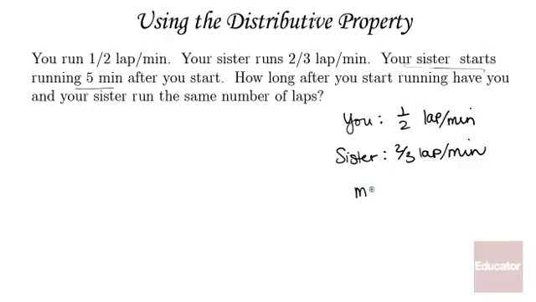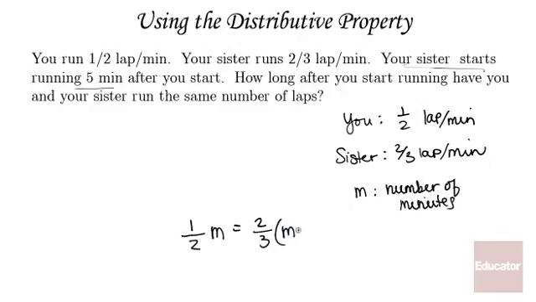So I'm going to call M the number of minutes that you guys will catch up. So you're running at a half lap per minute, so a half times m equals, and then your sister is running at 2/3, but m minus 5. She gets less time. So let's distribute here. We have a half m equals 2m over 3 minus 10 over 3. I've distributed by multiplying to the top number.